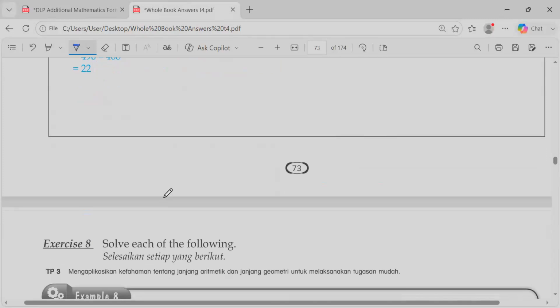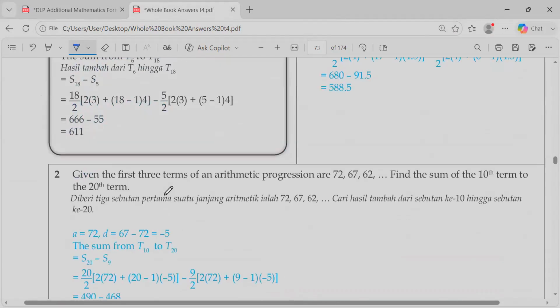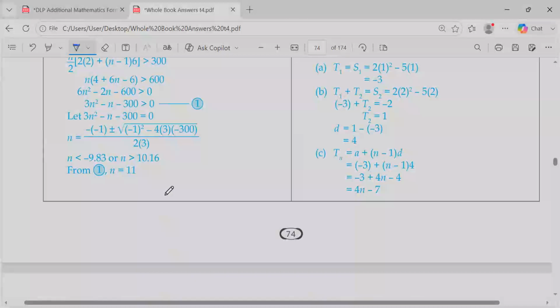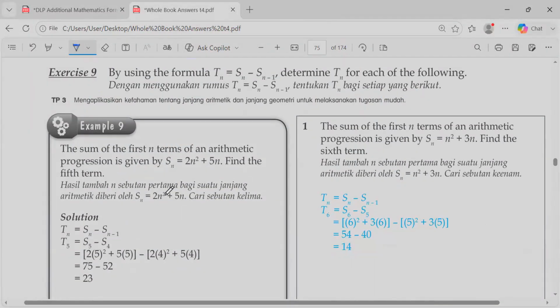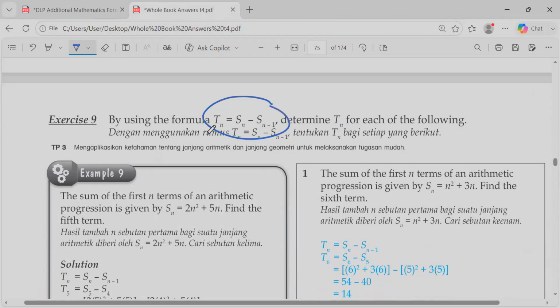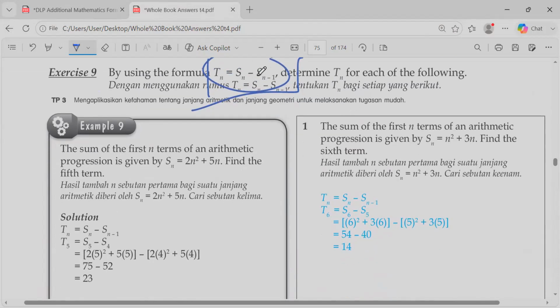Look at the question. Where's the question? Hold on, yeah. By using this formula, actually for me it's not a formula, but you can remember this formula. So if the question gives the sum of the first n terms, you just use it. You no need to find out, for some questions.